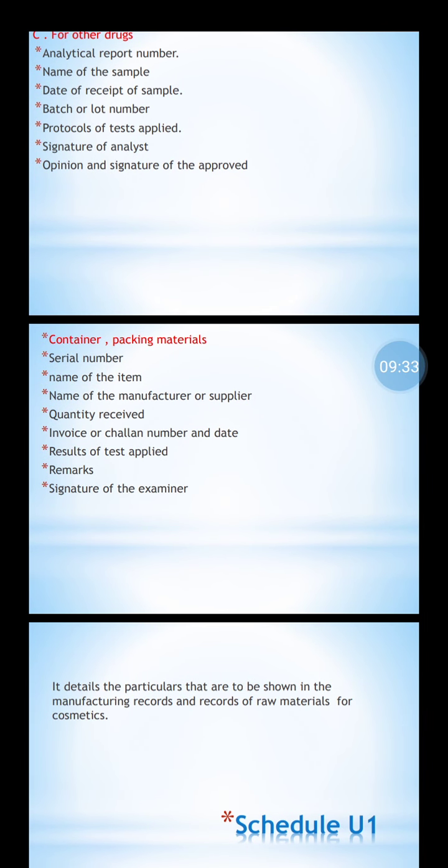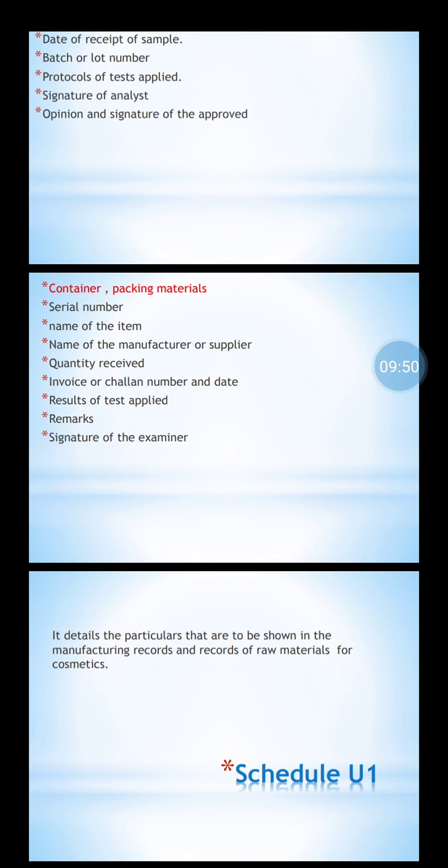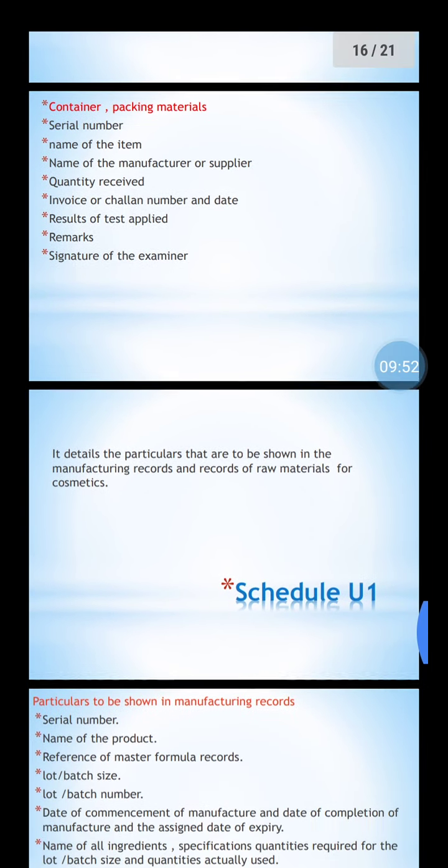Then container packing material: serial number, name of the items, name of the manufacturer or supplier, quantity received, invoice and challan number and date, result of the test applied, remark, signature of examiner.